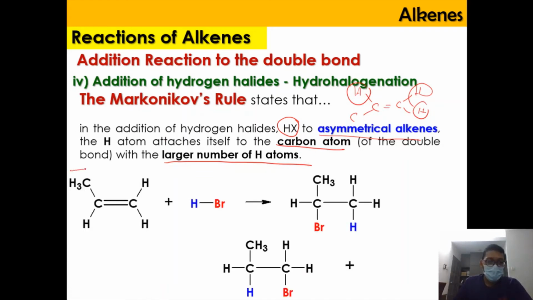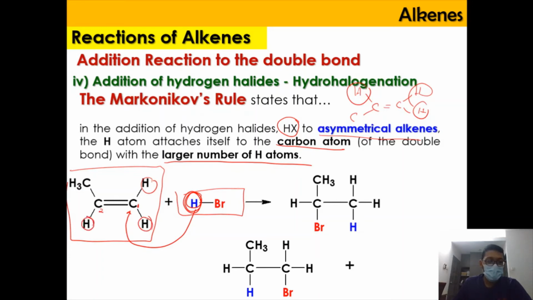Okay, to understand this better, let us look at the example here. We have our alkene here, and this is the hydrogen halide. According to the Markovnikov rule, the hydrogen must be attached at the carbon which has a greater number of hydrogens. So this carbon has 2 hydrogens, and this carbon here has only one hydrogen. So the hydrogen of the halide is going to be attached at carbon number 1, and the Br is going to be attached at carbon number 2. So this one is going to be our major product.